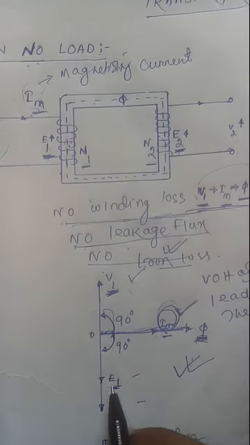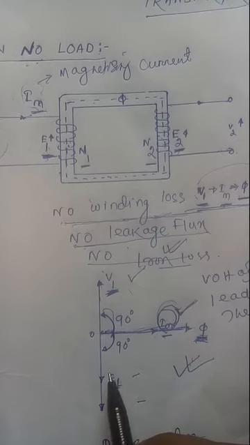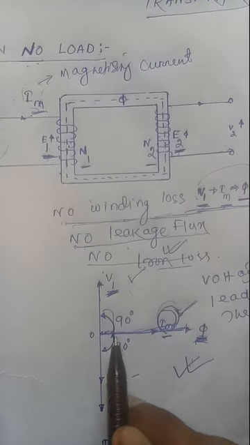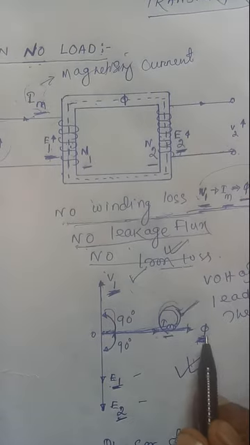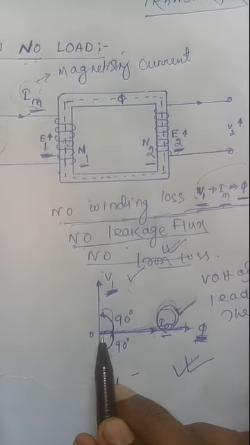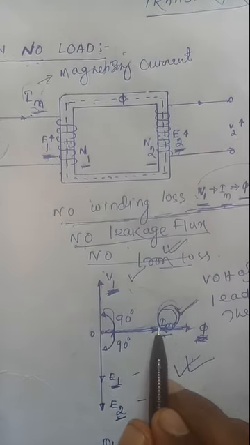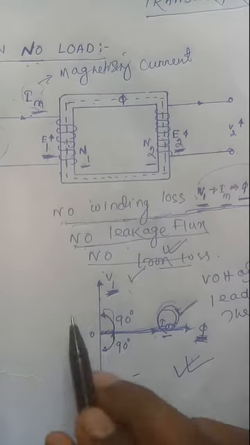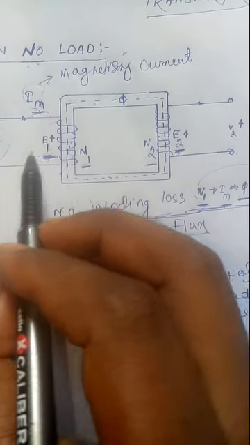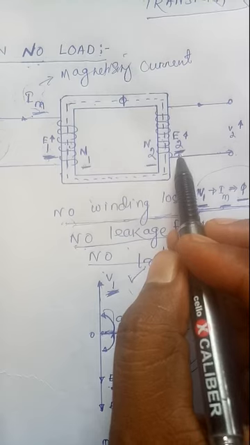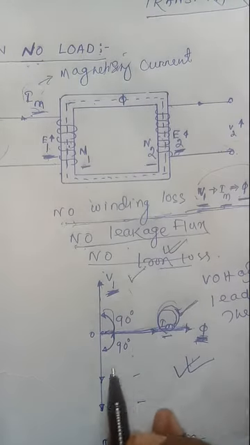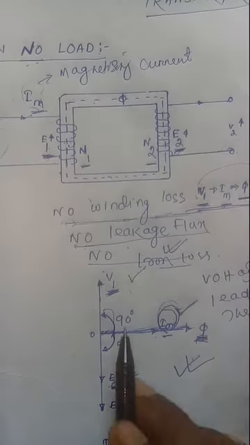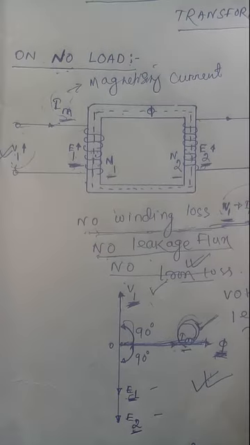However, the magnitudes of E1 and E2 will depend upon the number of turns on the primary and secondary side. Let me tell you once again, this flux phi is taken as a reference. This one is your magnetizing current, which just lies over this phi flux phasor. When this flux links both windings, E1 is induced on the primary side and E2 on the secondary side. They lag the flux by 90 degrees and their magnitudes depend upon the number of turns on primary and secondary side.